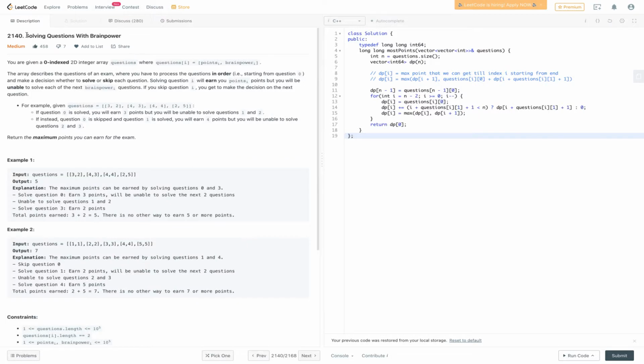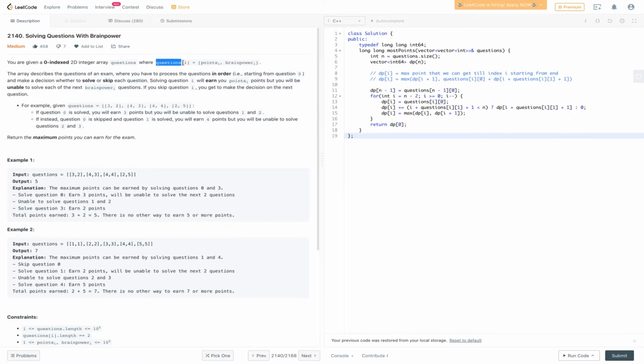Everyone, today we are trying to solve this question, Solving Questions with Brainpower. In this question we are given a zero-indexed 2D integer array of questions, where questions[i] defines the points that we would gain out of solving this question and the brainpower which we would consume on solving it. Now the downside of solving any question here means that the next brainpower[i] number of questions we would have to skip.